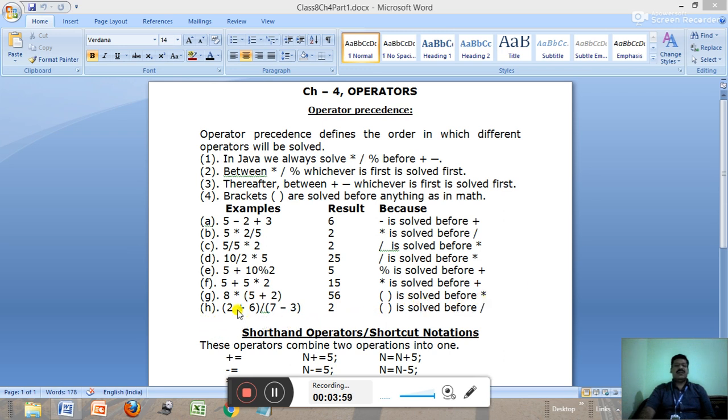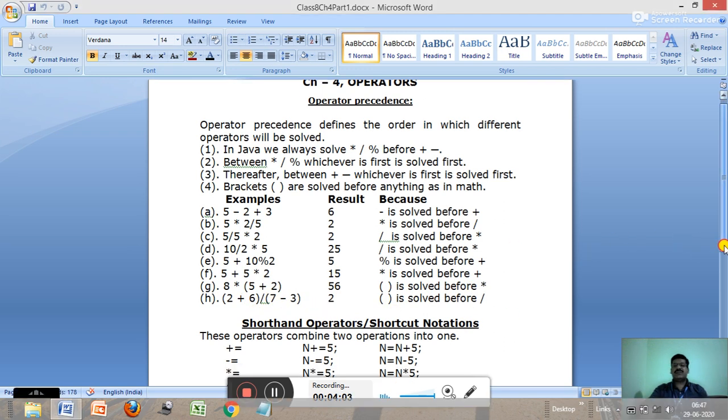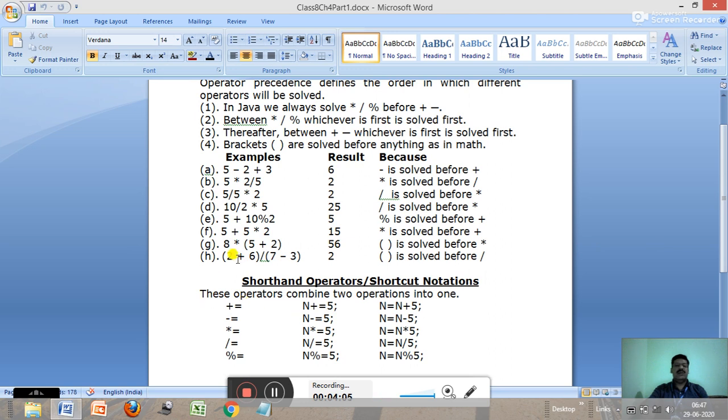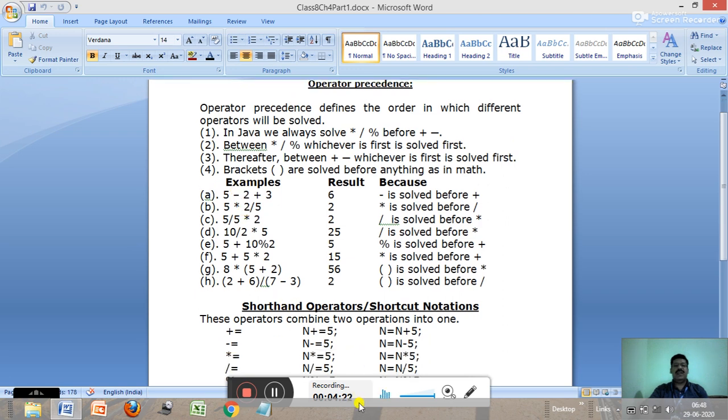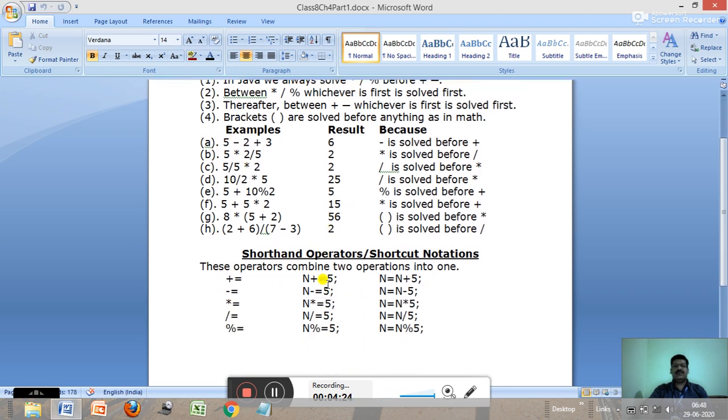H, 2 plus 6 within the bracket, 7 minus 3 within the bracket. The first, both the brackets will be solved. The 2 plus 6 comes 8. 7 minus 3 comes 4. The 8 is divided by 4. So what is the answer? 2. The 2 is the output, result. Bracket is solved before. So if this type of question comes, you have to solve according to these rules only and write the output.